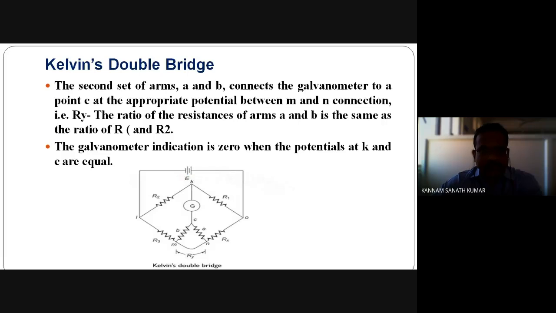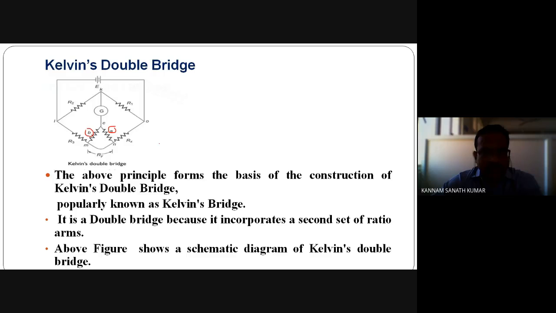So if you see, the second set of arms A and B connects the galvanometer to the point C at appropriate potential between the M and N connection. Ry is the ratio of the arms A and B, in the same ratio R1 or R2. So that means here, in the second set of arms, the resistance B and the resistance A are connected to points M and N.